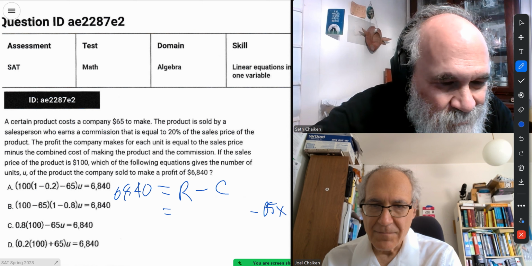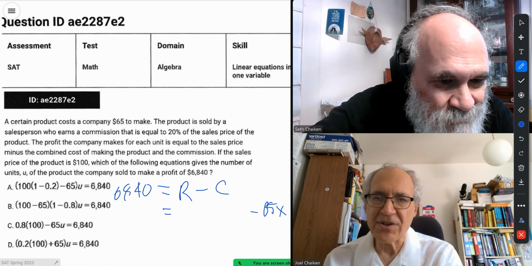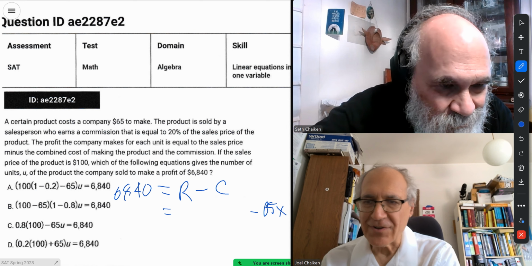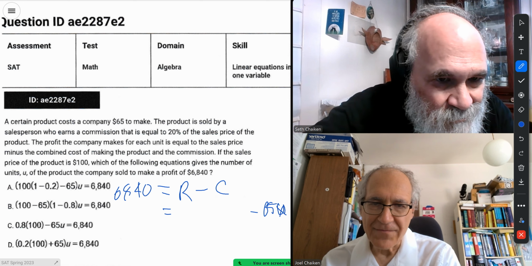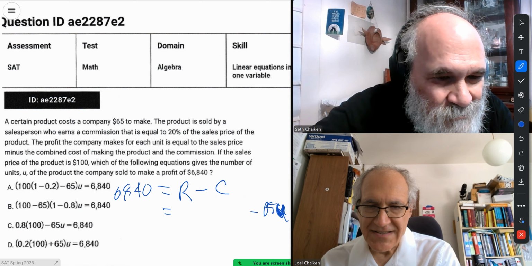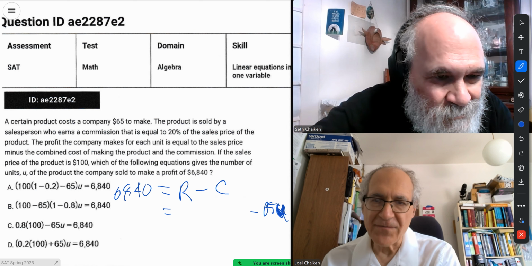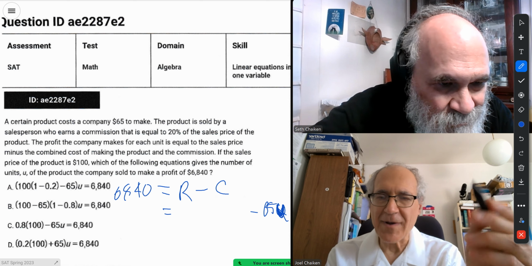The cost is 65x because x is going to be the number of units to make, right? Well, they call it U, but U. Okay, fine. We've got to be careful. So the cost is 65U, the total cost for making a certain number of products.